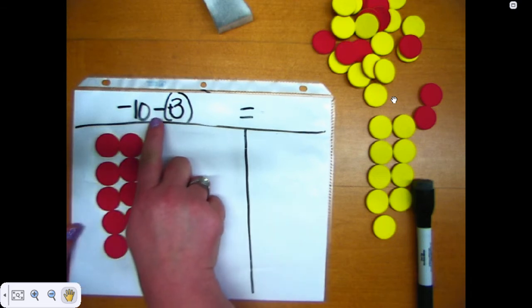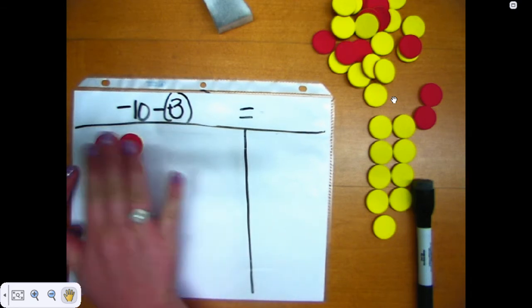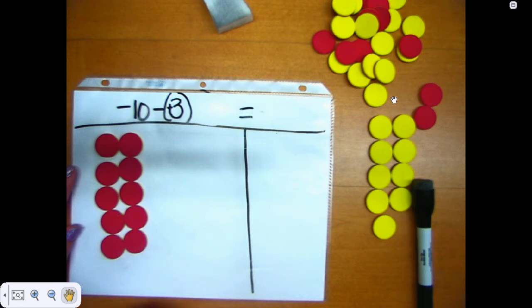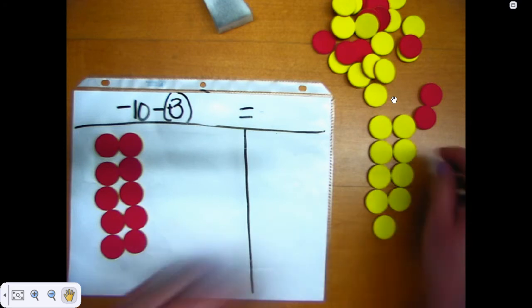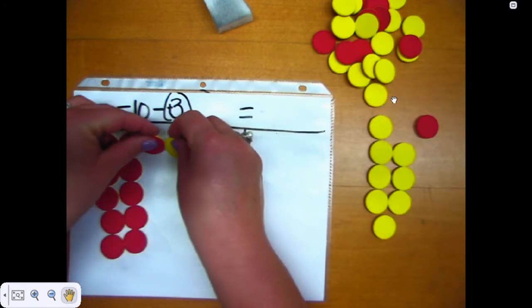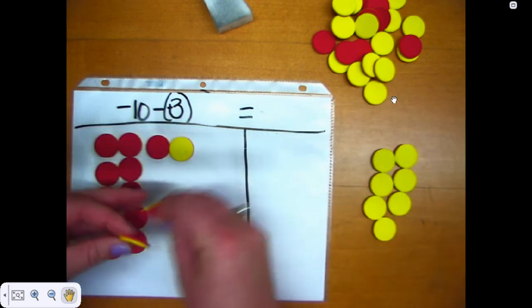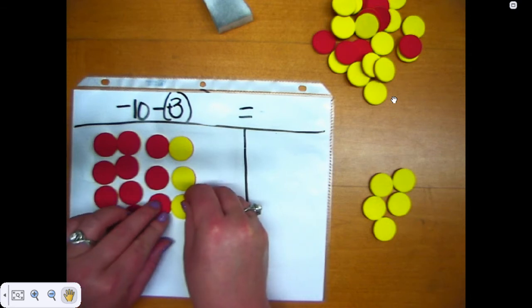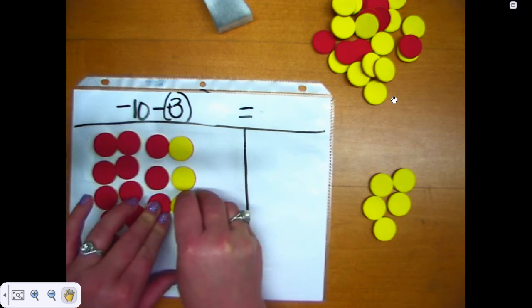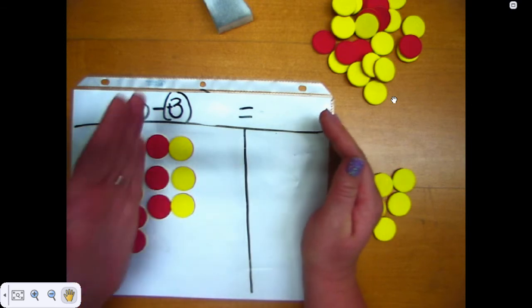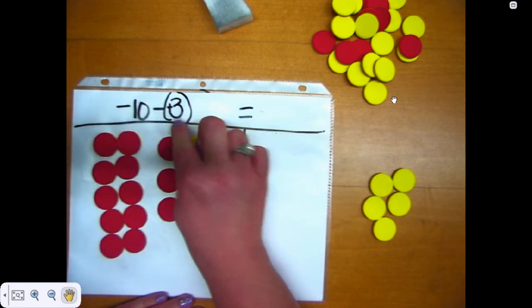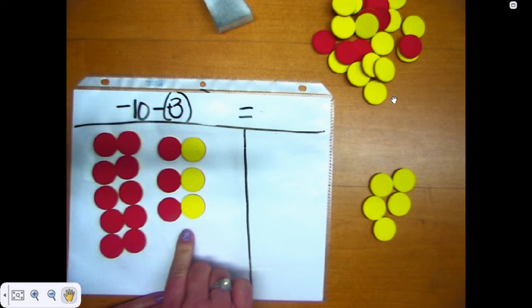Now it says minus positive 3. I don't have any positive 3s here. I don't have any positives at all. So I can't take away something that's not there. So I need to find my 0 pairs. So I have a negative and a positive, a negative and a positive, and a negative and a positive. Now, how did I know how many to add? Because I'm really not adding anything, but technically I am because I'm putting them on my board. I knew I needed 3 positives, so I added 3 0 pairs.